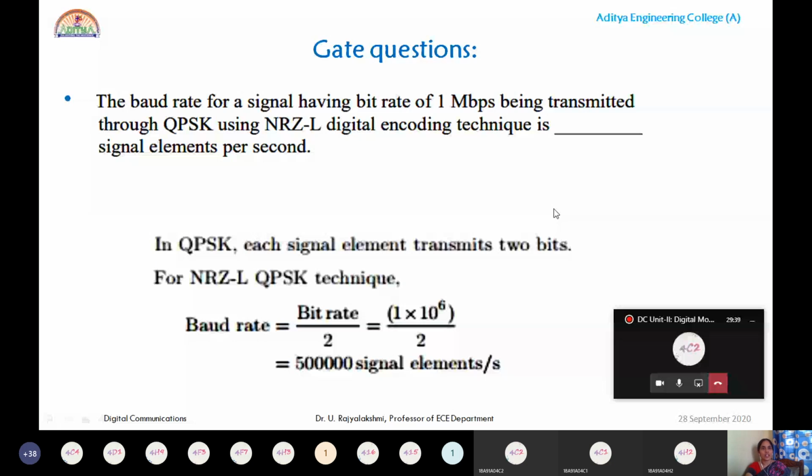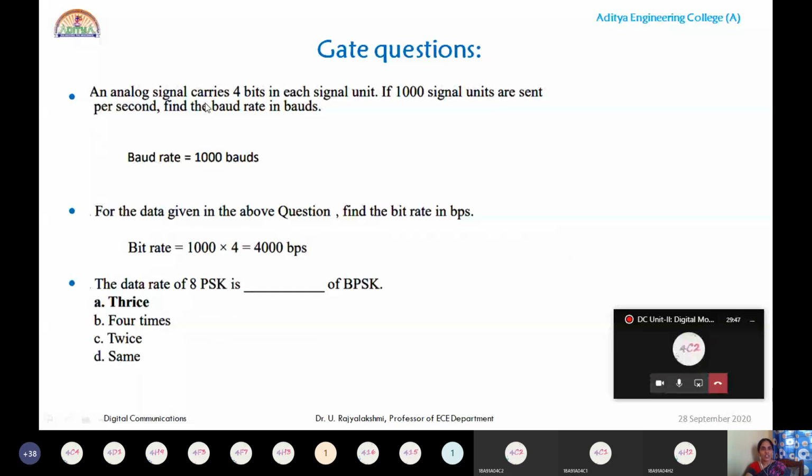Now, please observe the next question. An analog signal carries 4 bits in each signal unit. Here, every time we call it a symbol, but for this particular application they called it a signal unit. Okay, 4 bits are grouped in a signal unit.